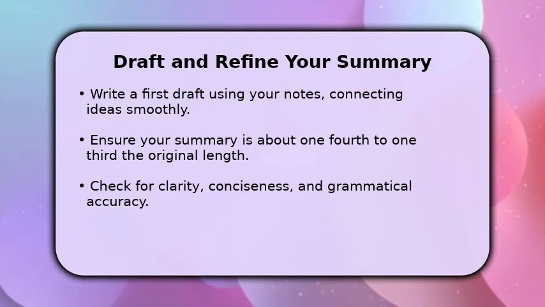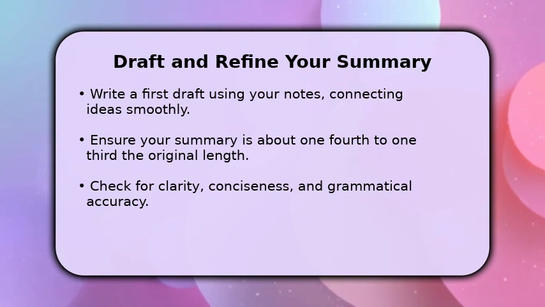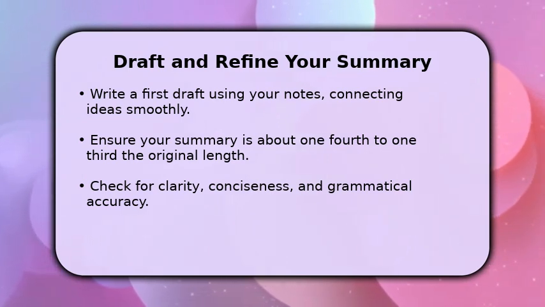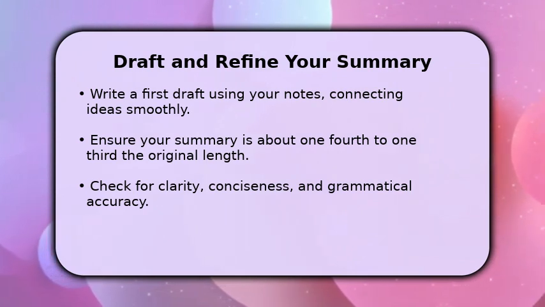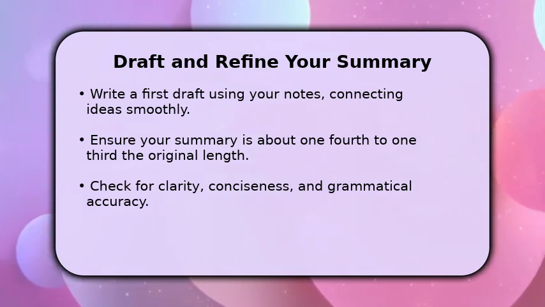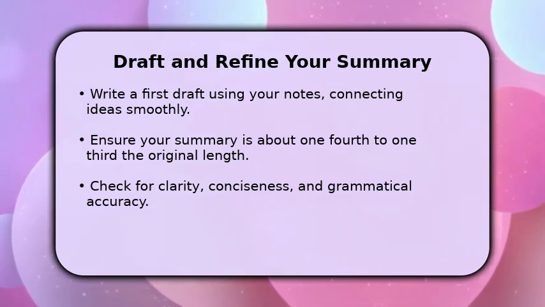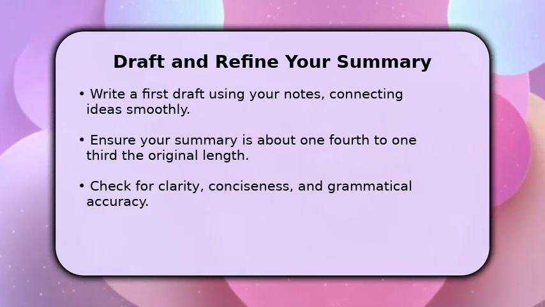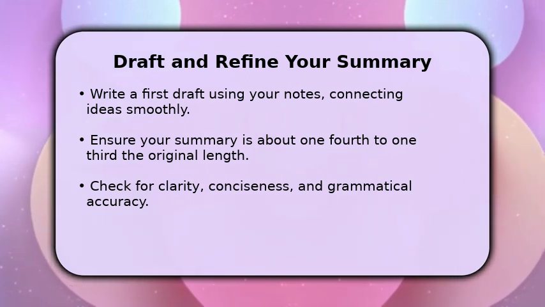Finally, we move to drafting and refining your summary. Begin by writing a first draft using the key points you've identified, ensuring a smooth flow between sentences and paragraphs. Your summary should typically be about 1/4 to 1/3 the length of the original text. Once drafted, carefully review it for clarity, conciseness, and any grammatical errors. Most importantly, confirm that your summary accurately reflects the original author's message without adding your own opinions. A thorough review ensures a high-quality final product.